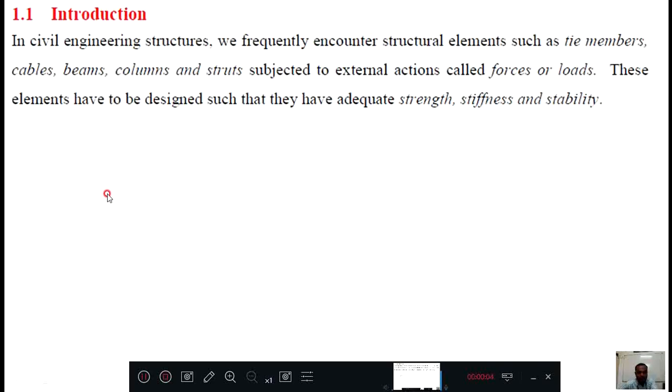Welcome you all. In the last class we discussed the introduction. In that introduction we came to know why this subject is introduced for third semester civil engineering students, what is a structure, what is a mechanism, what are forces and loads, and strength, stiffness and stability. How to check whether an element is ready to take the load, whether that material is ready to withstand that load or not, that we are going to check in this subject.